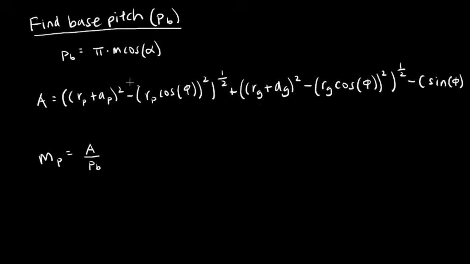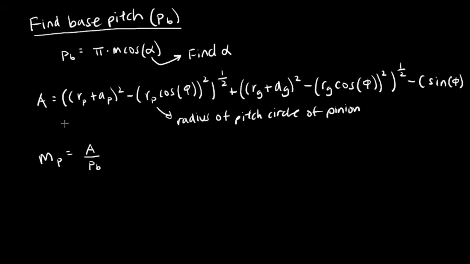My formula for base pitch, PB, is equal to pi times m cosine of alpha, and we want to find what this angle alpha is going to be. So I've got this long formula for the length of action A, and I recommend just plugging it in, but the r's are going to equal the radius of the pitch circles, and the subscripts P and G correspond to pinion or gear. So when I plug this in, I get something around 24.58 millimeters.